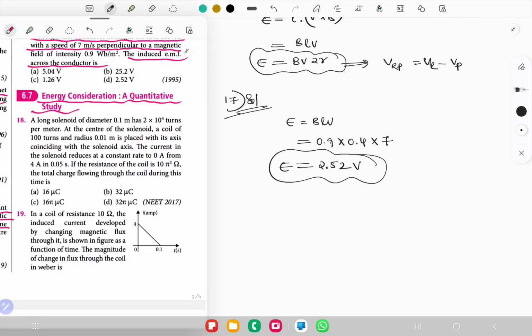Okay, let me read it out. A long solenoid of diameter 0.1 meter has 2 into 10 power 4 turns per meter. Okay.